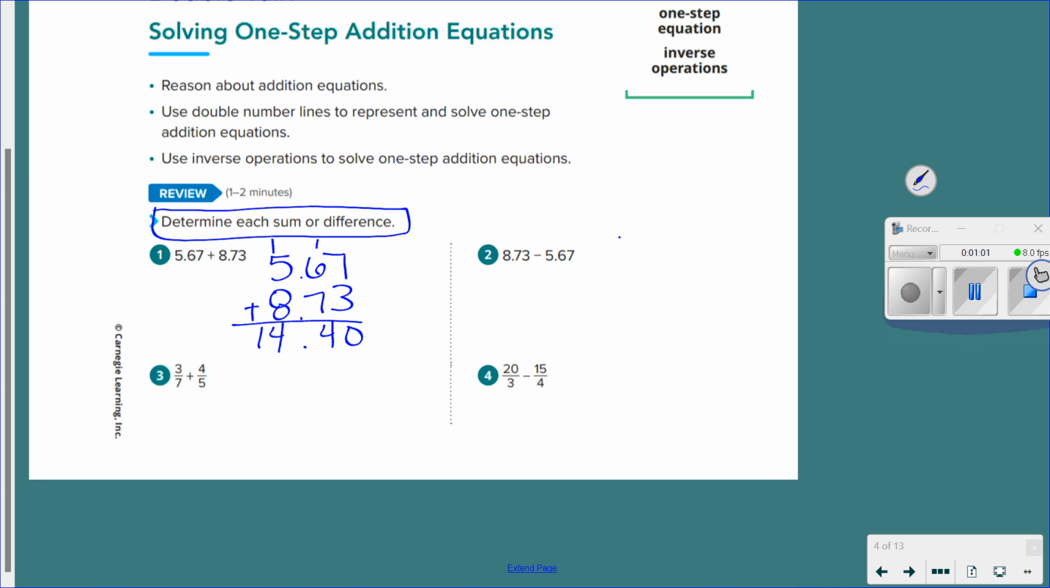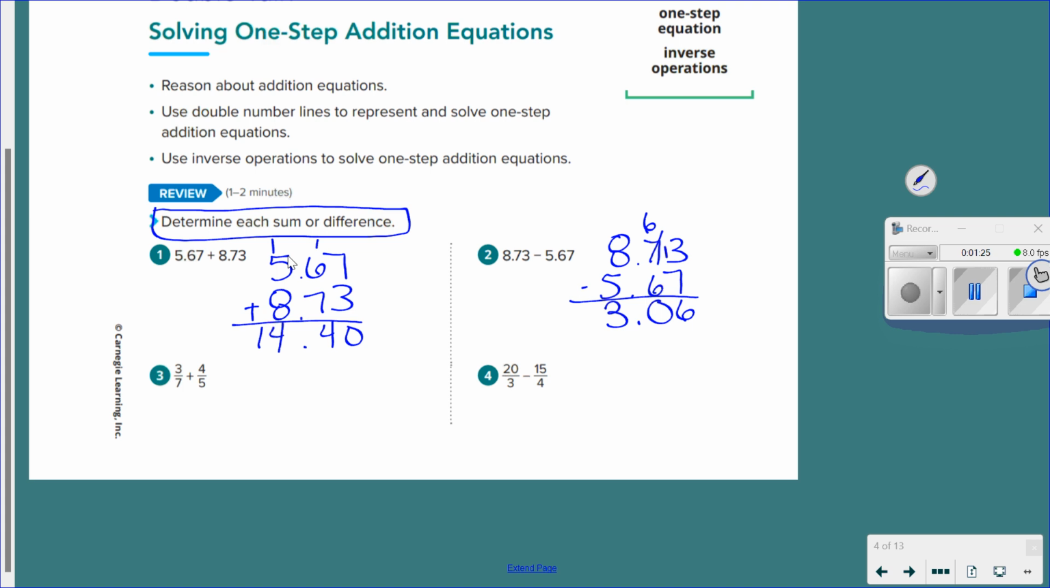Same thing with subtracting decimals. I need to line up my decimal points. 3 minus 7? You can't do that. So I borrow, 13 minus 7. 6 minus 6. Bring down my decimal. 8 minus 5. So you should have gotten 3 and 600.